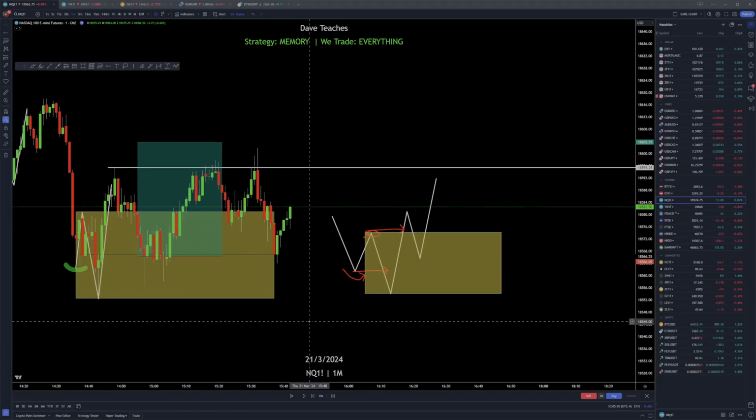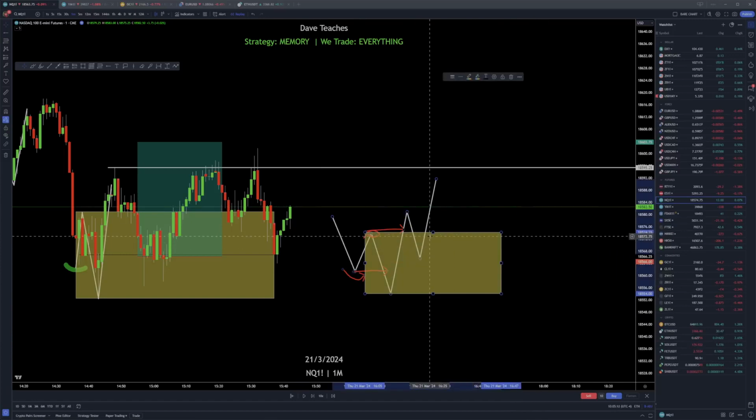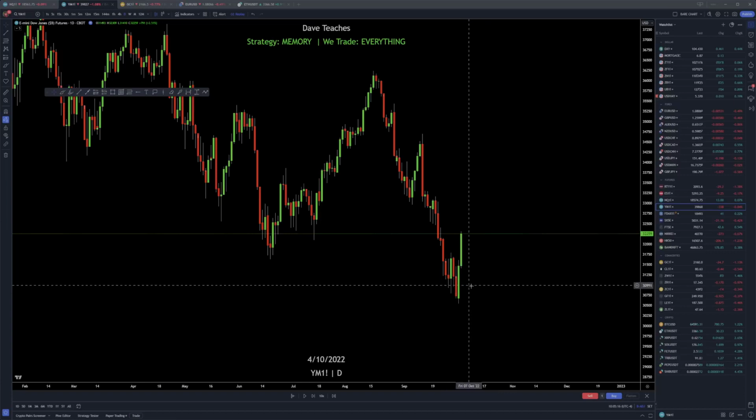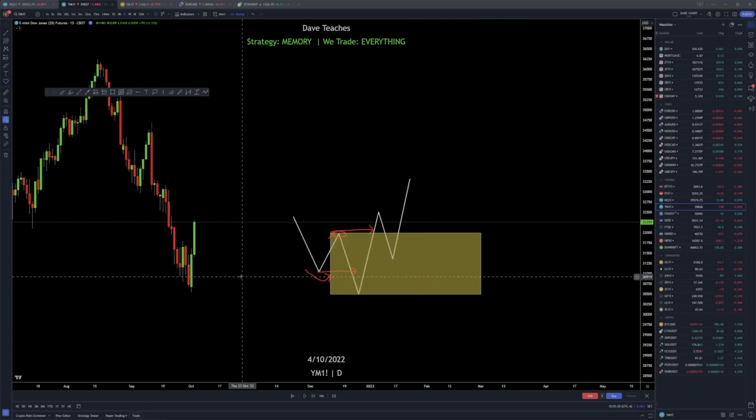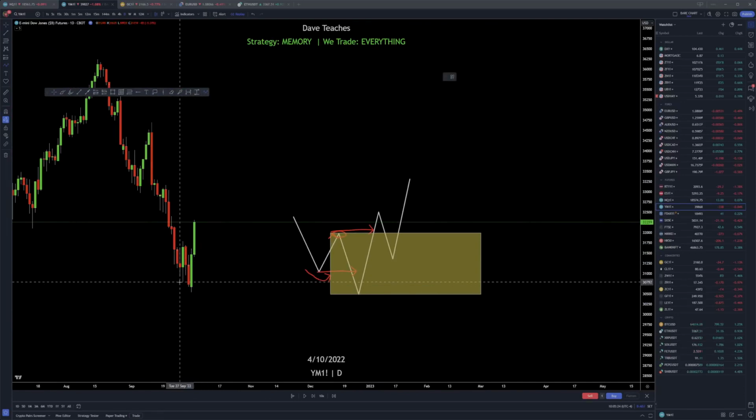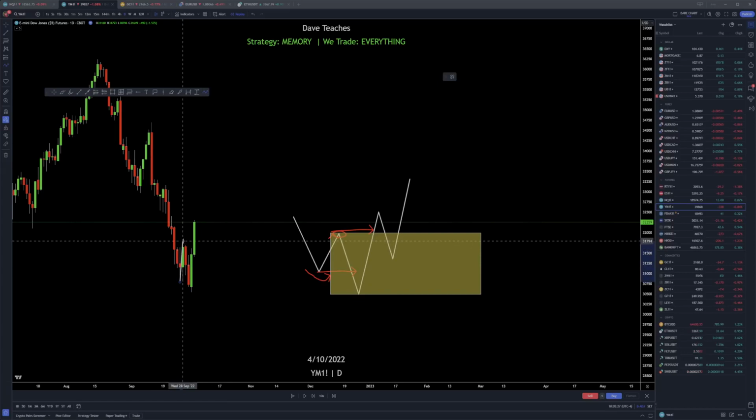We'll take this with us and go to YM. So same template, right? So we have this low and the high, the bullish candle put in a low and put in this high.